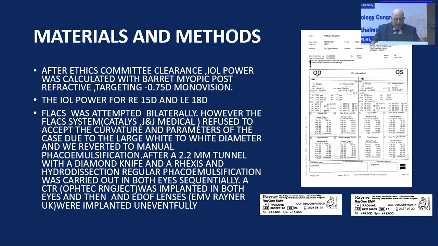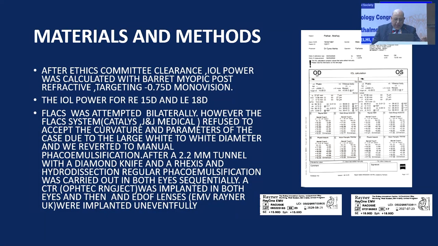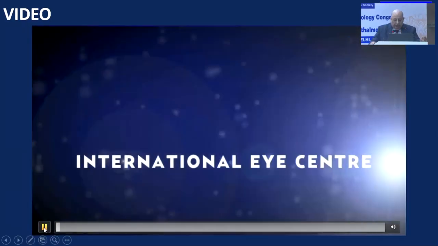Still, we ran it through the ethics committee to be on the safe side, and we targeted at minus 0.75. We did an IOL power calculation, showed it to be 15 and 18, as you can see from the side. We tried to do a FLACS utilizing the Catalys. However, it refused to accept the curvature. I'll demonstrate it to you in a moment. Had to do a regular routine procedure. Subsequently, we implanted a Rayner lens. The details are at the bottom.